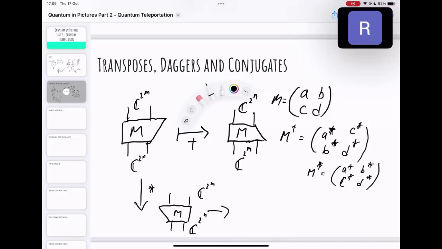And if I do these operations one after the other, I'll arrive at something that's in fact, I hope I get this right. Yes. I'll actually end up getting the transpose of the matrix. So you compare to the original matrix, that's just transposing the entries of the matrix. You're just swapping B and C, and there's no more complex conjugates.